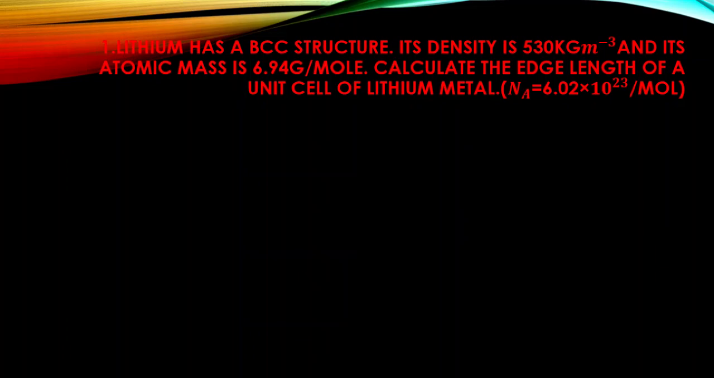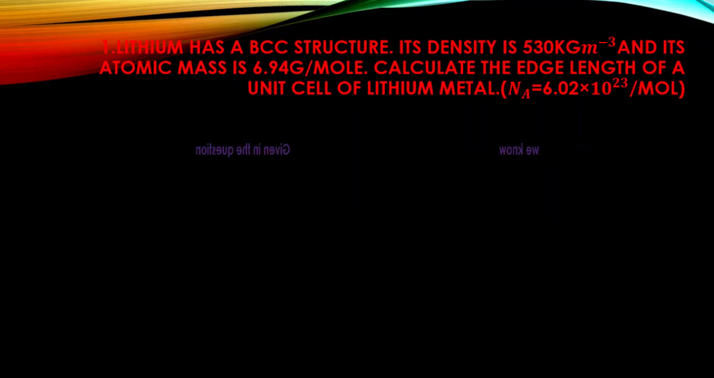First question. Lithium has a BCC structure. Its density is 530 kg per meter cube and its atomic mass is 6.94 gram per mole. Calculate the edge length of a unit cell of lithium metal. Given Na, that is Avogadro's number, is equal to 6.02 into 10 to the power 23 per mole.